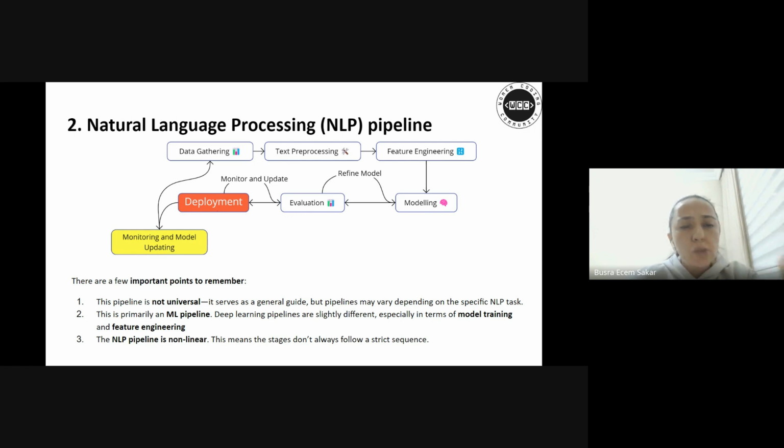But also, I want to mention a few important points. This pipeline actually is not universal. It serves as a general guide, but pipelines may change depending on the specific NLP task. And this is primarily for a machine learning pipeline. Also, this pipeline is non-linear. This means the stages don't always follow a strict sequence. Some stages can have more dynamic connections.